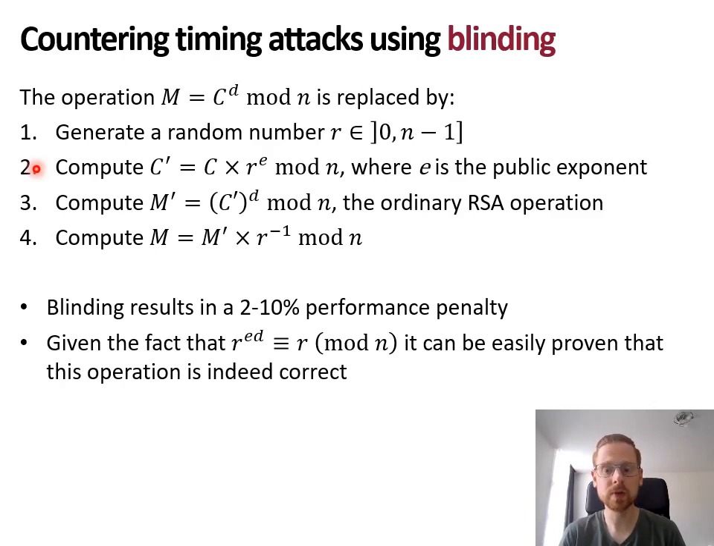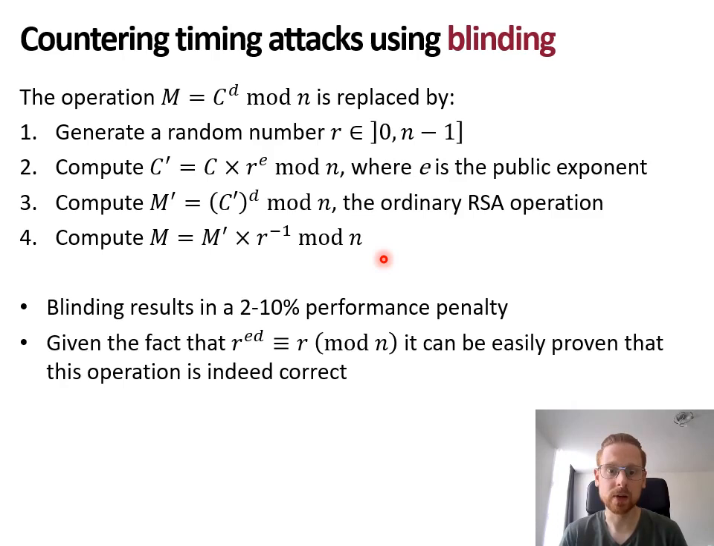Then we decrypt this new message C dash using the normal RSA procedure by calculating C dash to the power d modulo n. Then in the fourth and final step, we can actually retrieve our m by multiplying m dash with r to the power -1 modulo n.